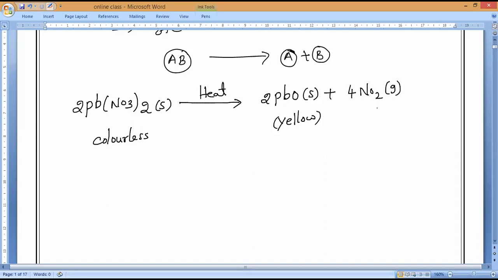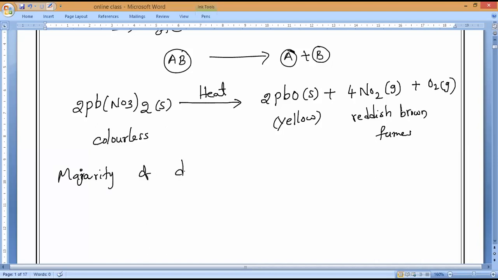Plus 4NO2, which is a gas. What is the color of nitrogen dioxide gas? Reddish brown. Reddish brown fumes. Plus oxygen gas. So this is one of the major examples of decomposition reaction. As I told you, majority of decomposition reactions are what? Endothermic reactions. Very good. So majority of decomposition reactions are endothermic reactions.